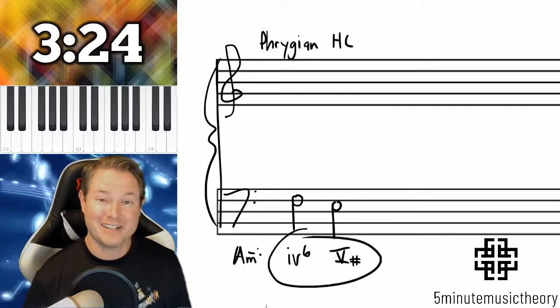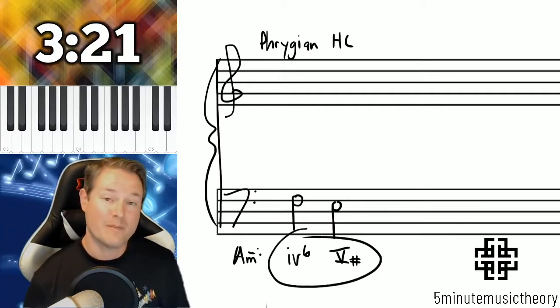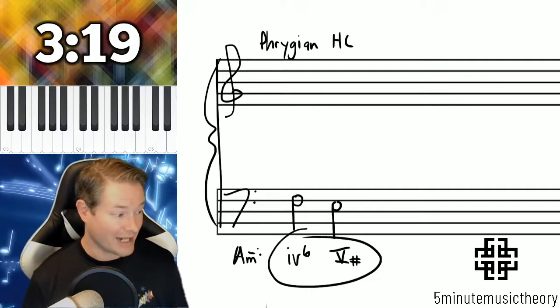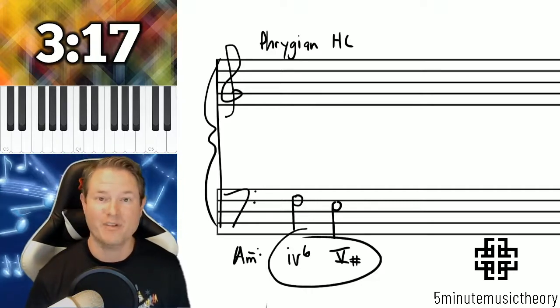The Phrygian half cadence is only in minor, and it's the subdominant 6 to the dominant, and it still acts like a half cadence. It's just a really specific type of half cadence.